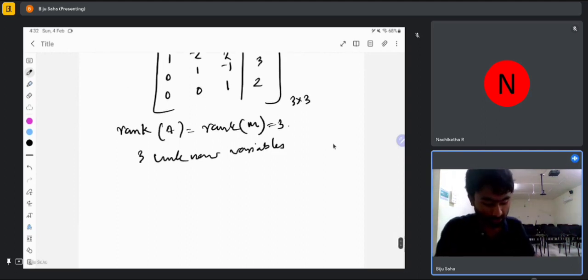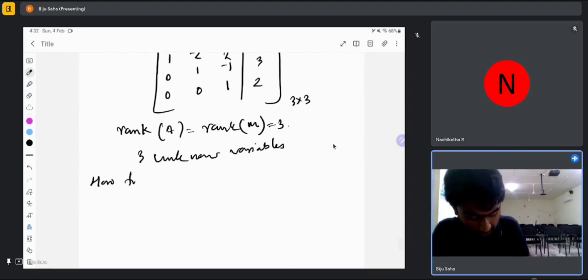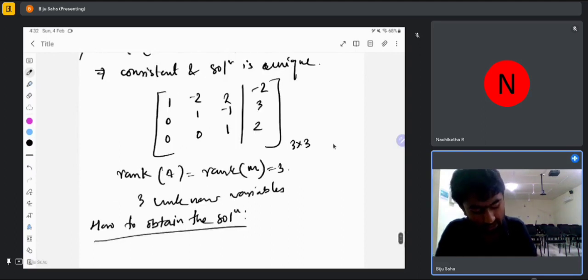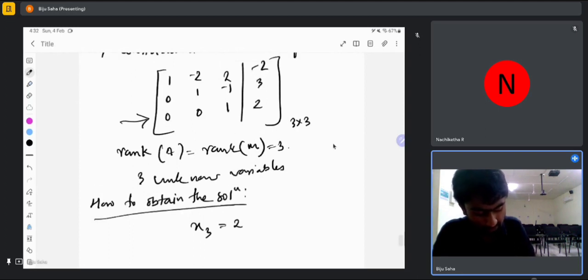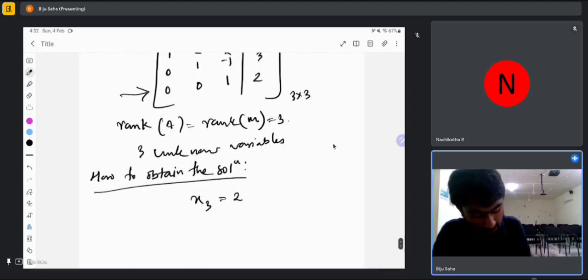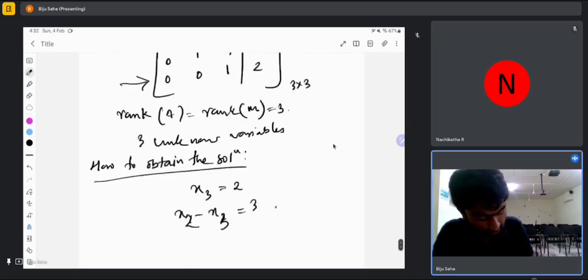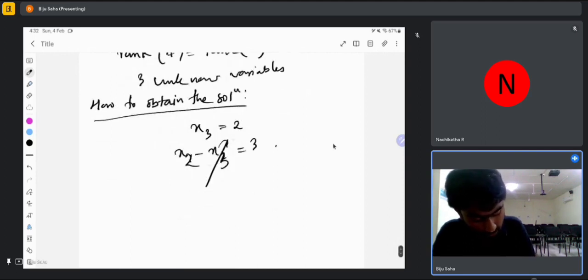Next thing is how to obtain the solution. You go through a backward substitution. Backward substitution means that you start with the very last row because it has just one non-zero entry. That gives x3 equal to 2. Now you have the value of x3, so go in the reverse direction to the second row. x2 minus x3 is equal to 3. Since x3 is 2, that gives x2 equal to 5.